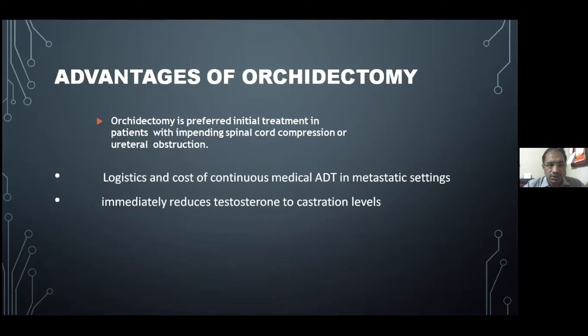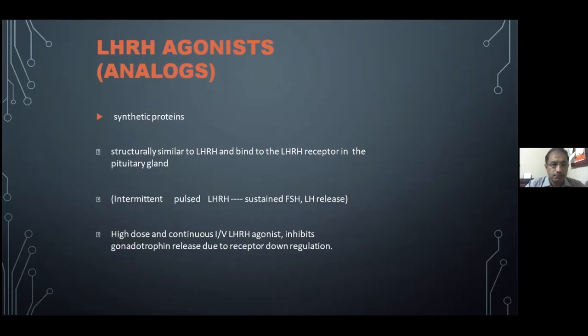But this is a one-time procedure, easy to do, and fairly cost-effective in our country and especially in our region. The advantages are that it is preferred in initial treatment in patients with impending spinal cord compression or ureteral obstruction, especially when we can't give antagonists in this setting. The logistics and cost of continuous medical ADT in the metastatic setting have to be borne in mind, especially again in the country we are from, and especially in the region we are from. It immediately reduces testosterone to castration level, which is a huge advantage.